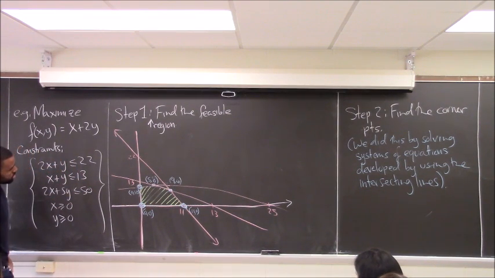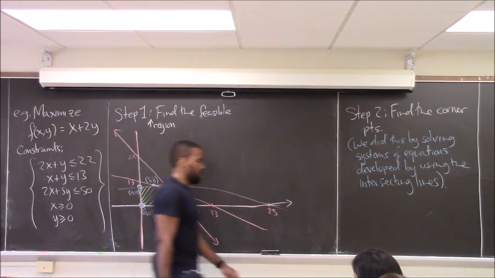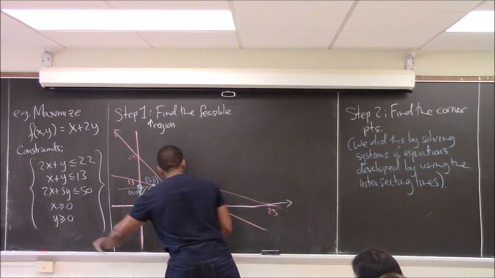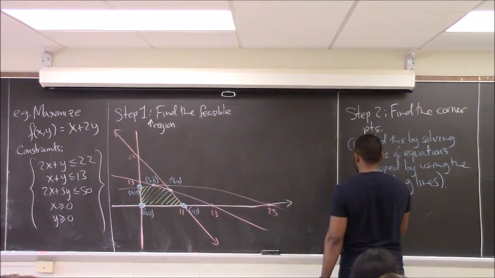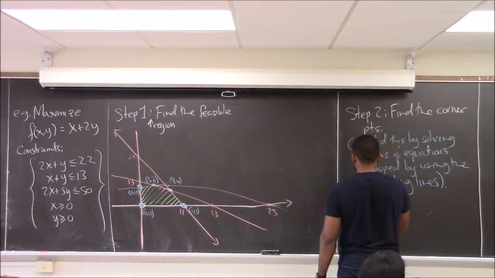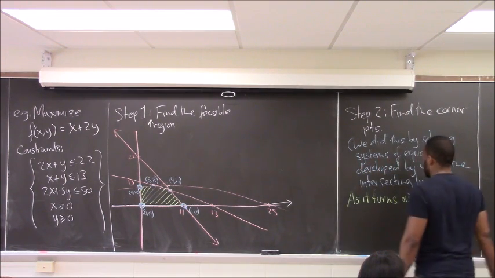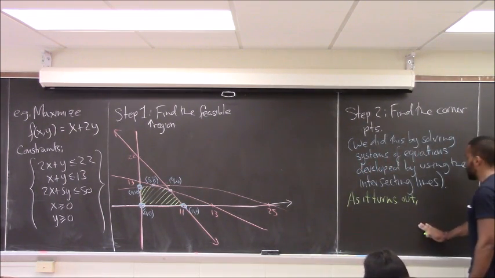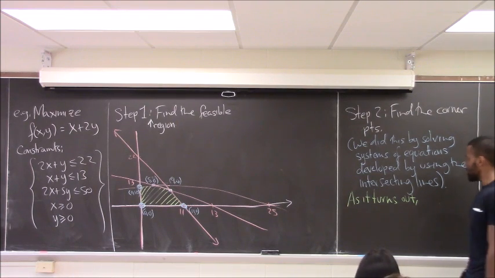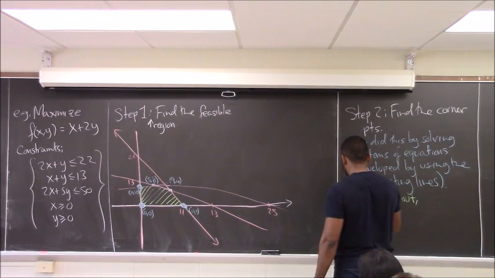But notice here we have 5 corner points. Now, what do we do once we find the corner points? It turns out, and this is something I'll justify later, the corner points will be where our solution is going to occur. This is actually a theorem.